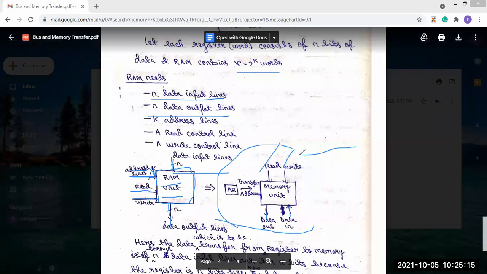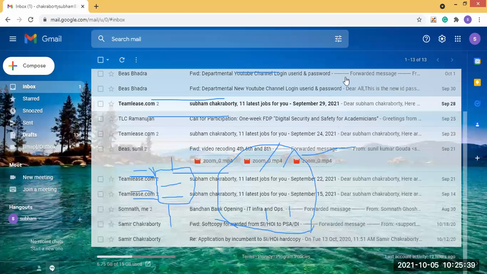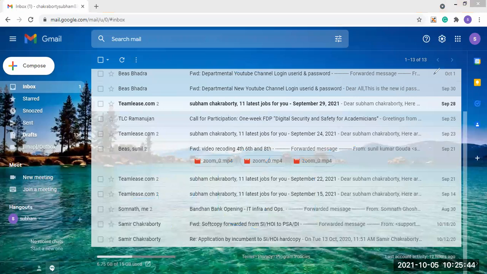So this is the internal circuit of the memory transfer. So memory transfer is performed like this. We have already seen the memory bus transfer and the memory transfer. Okay, so now in the next class we'll explain the purpose of registers, general purpose registers, what the registers are and what they perform.